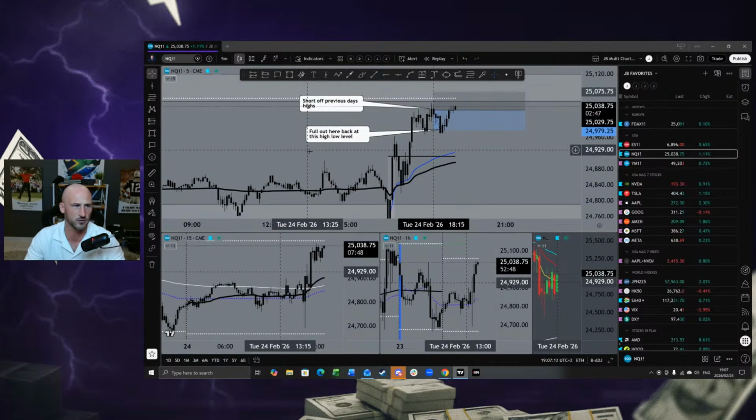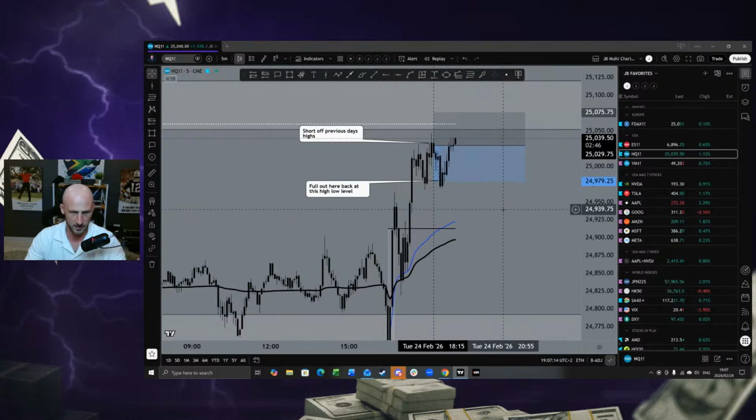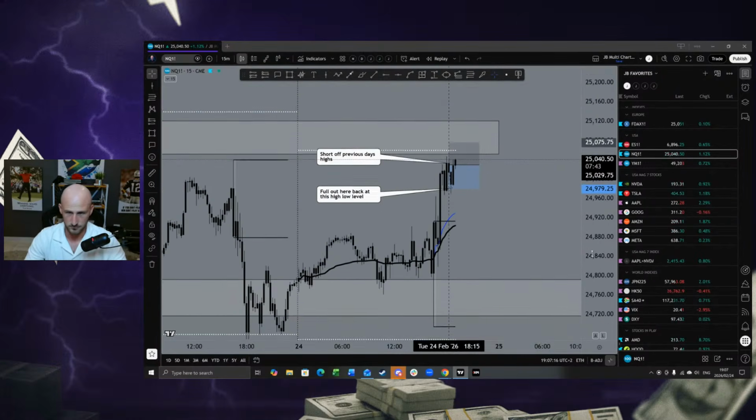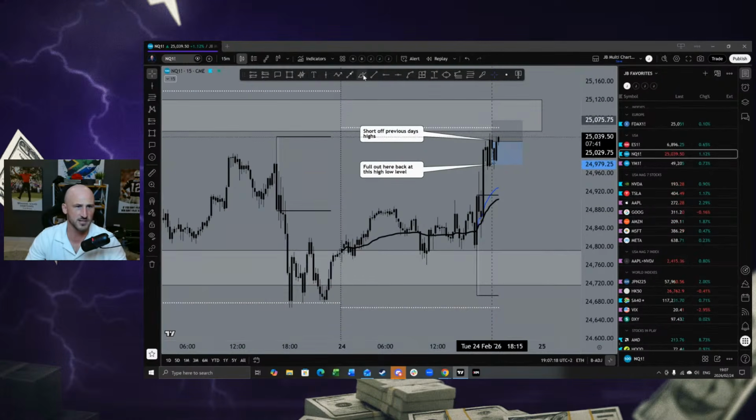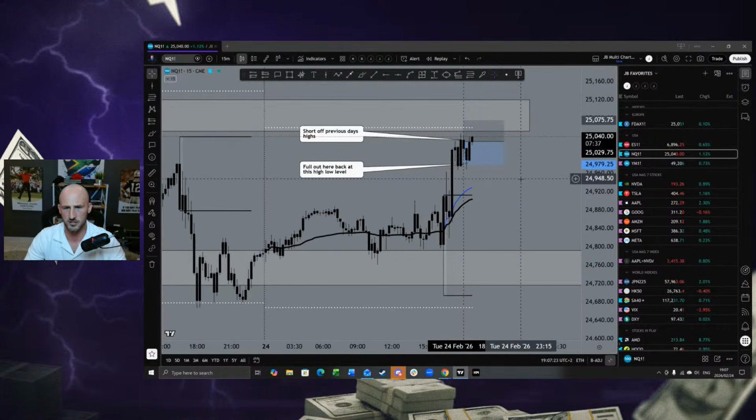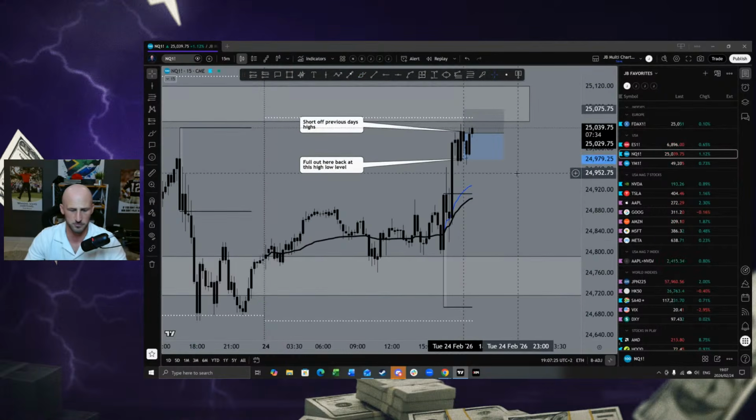It's the same level that we sold off of yesterday. Let me show you. If we look at this, it's the same level where we shorted, where we fell off yesterday, right at the open. You guys know that I love those 4 key levels, and this is also near previous day's highs.